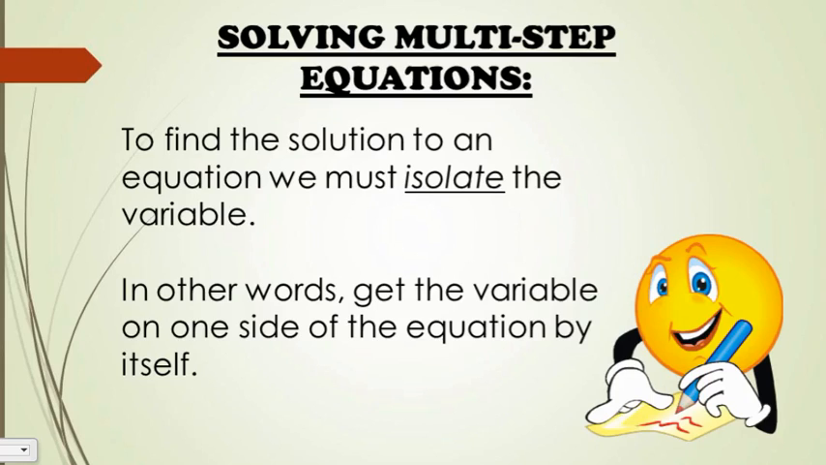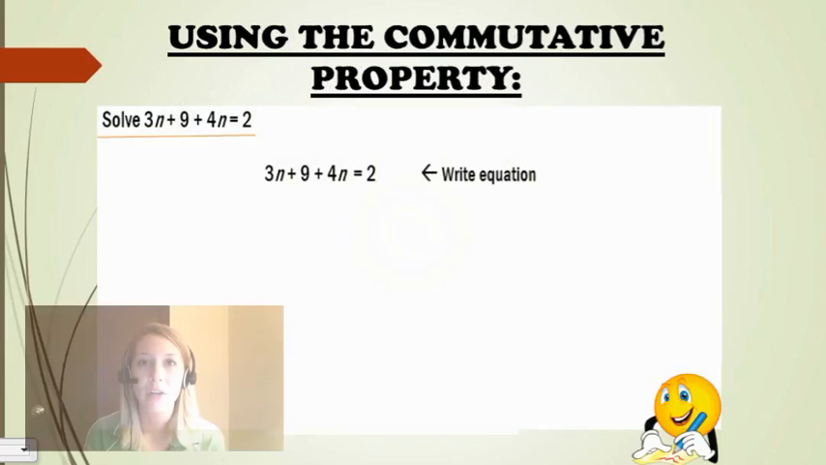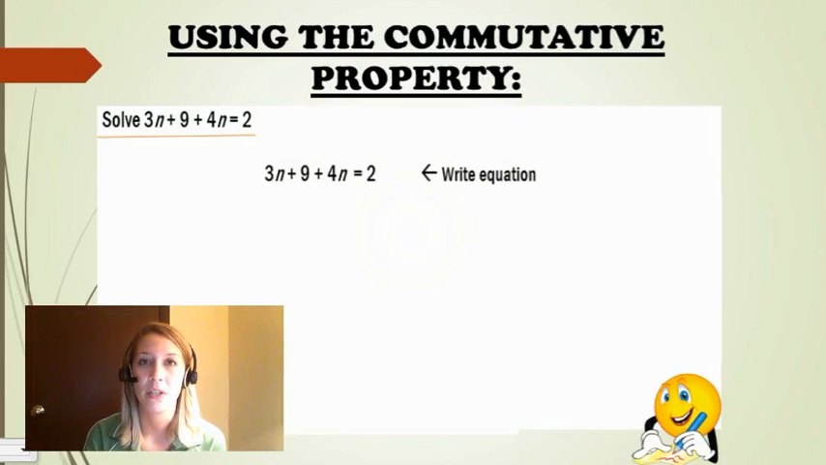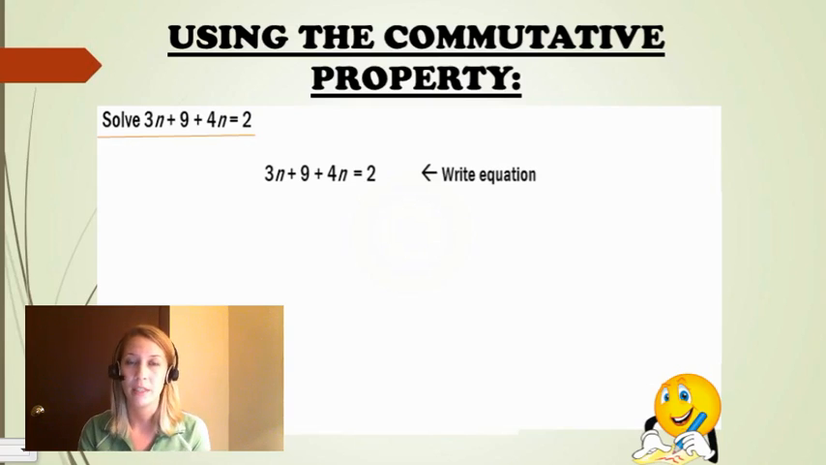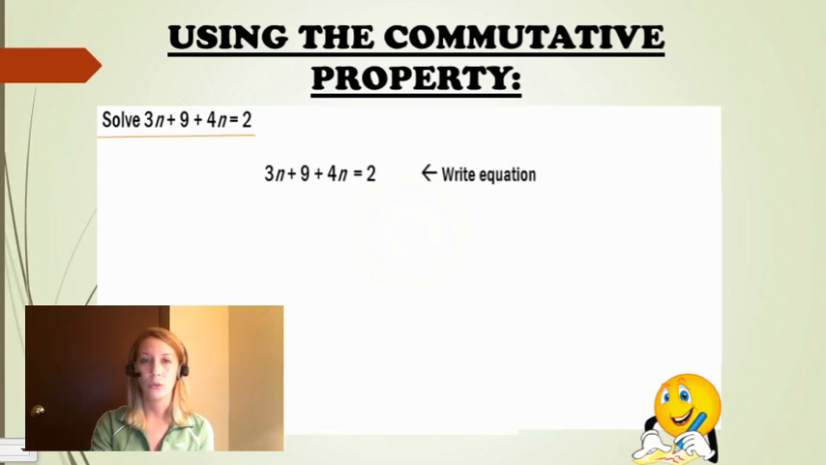Some background knowledge that we need to know before we go into the lesson of solving multi-step equations is that to find the solution to an equation, you must isolate the variable. So in other words, to isolate the variable, you need to get the variable on one side of the equation all by itself. We're going to take a look at an example of how this is done using the commutative property, or in other words, rearranging the terms. It doesn't matter what order they're in.